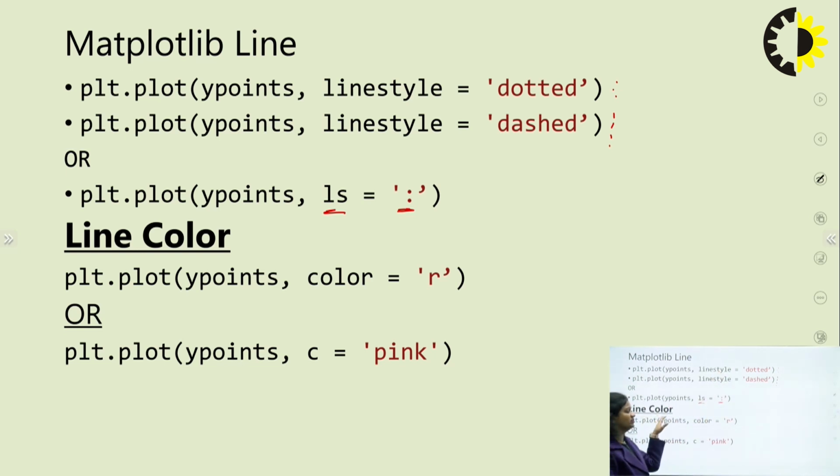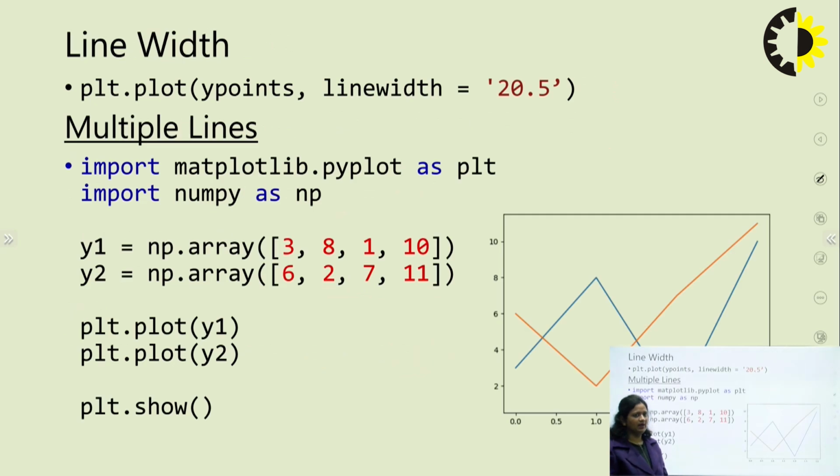If we want to change the line color, if we want the line color to be red, pink, or black, then we specify color equal to 'r', or we can also use the short form c equal to pink. So these are the various methods we use in the Matplotlib graph.